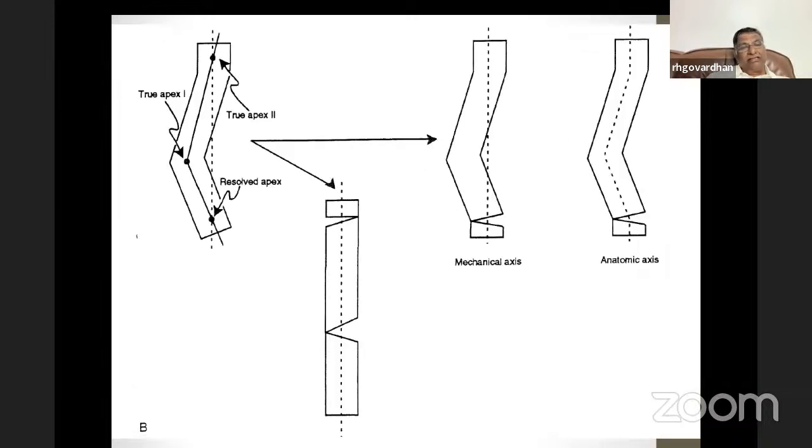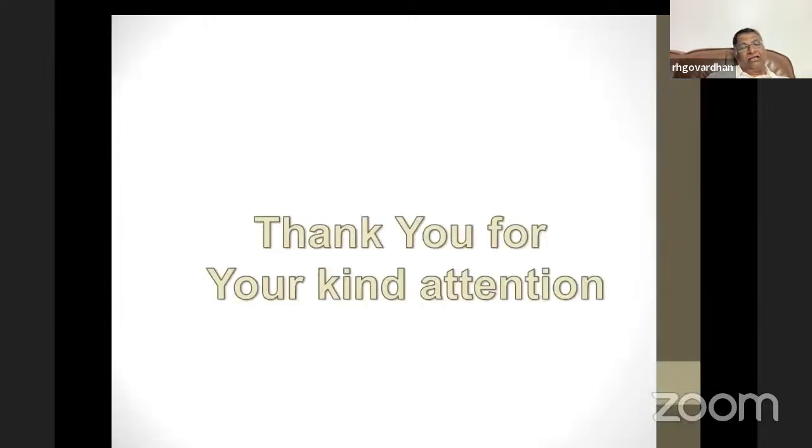But if you've got a zigzag pattern like this, instead of doing a resolution like this, you can also correct with an osteotomy at a lower level. Ignoring this, if you have got a joint line above and joint line below, they are all parallel to each other. This is the osteotomy rule 3. I thank you for your kind attention.